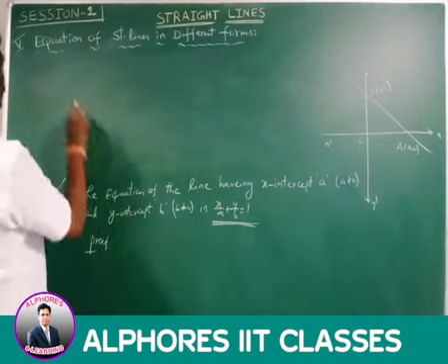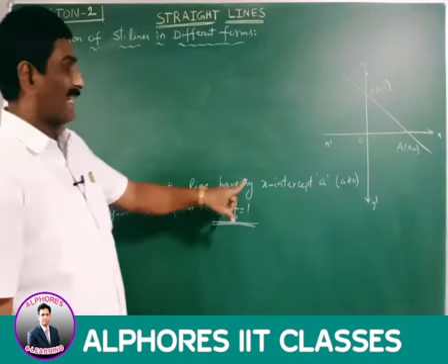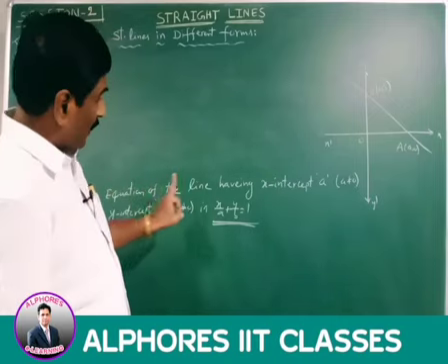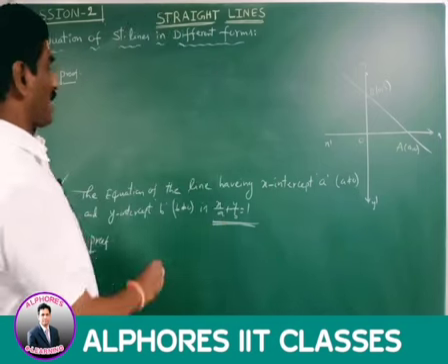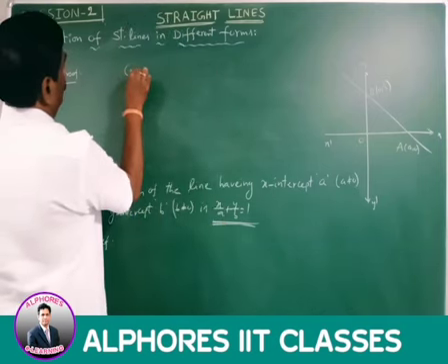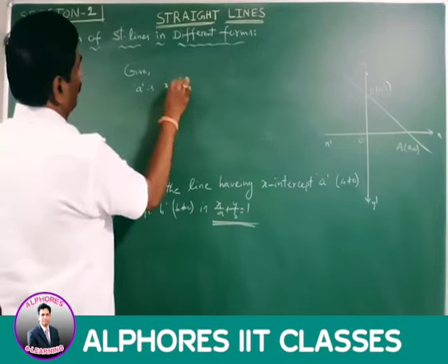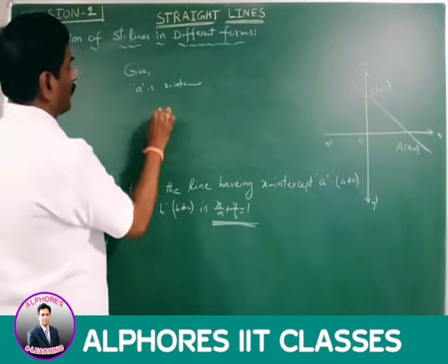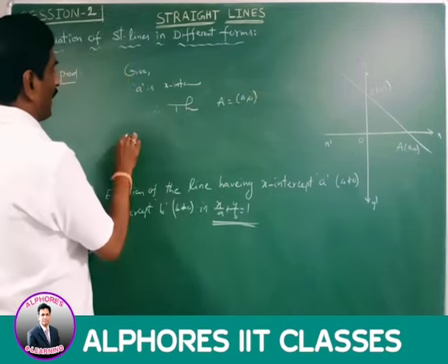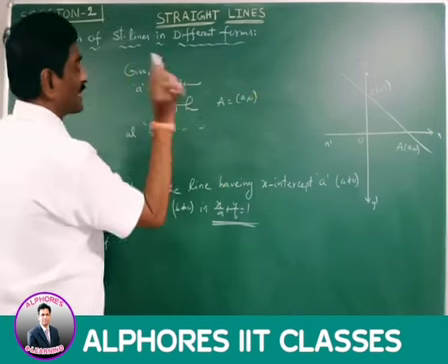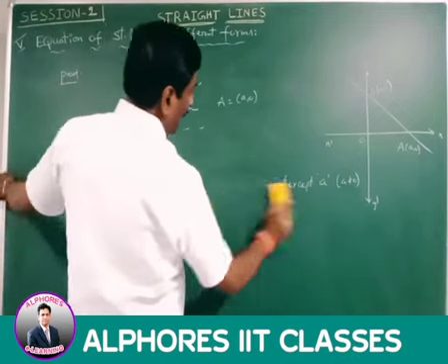In this case, what is given? The line cuts the x-axis, the x-intercept of the line is A. That means it cuts the x-axis at capital A comma 0. Given, A is the x-intercept of the line. Therefore, the line cuts the x-axis at A comma 0, and B is the y-intercept of the line. Therefore, the line cuts the y-axis at 0 comma B.